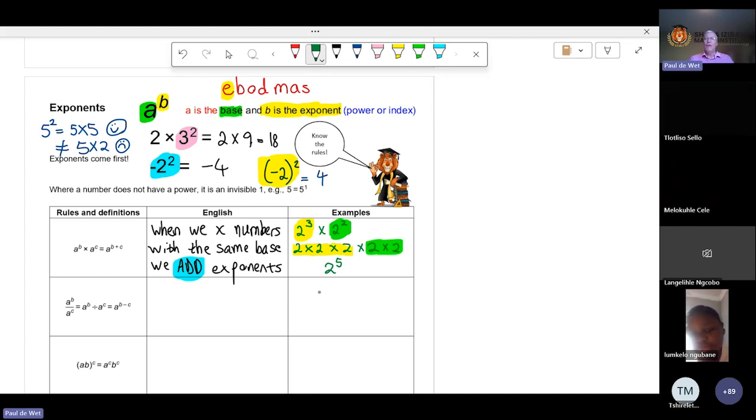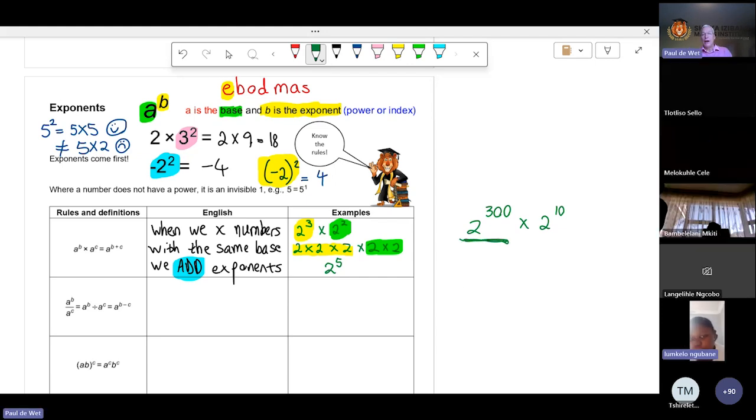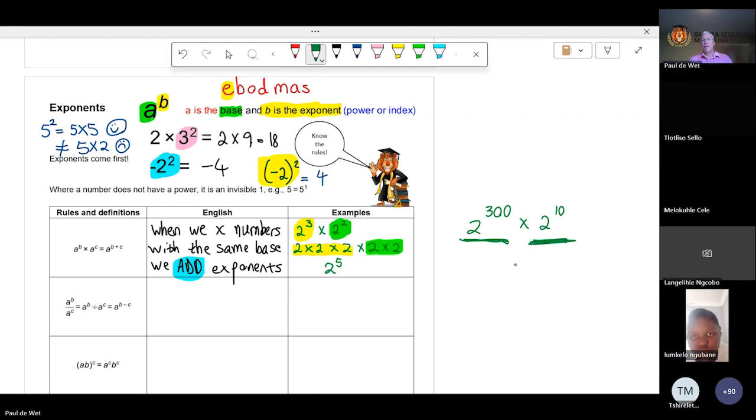So, guys, does it make sense? Of course it makes sense. You don't need to write this, but if I gave you 2 to the 300 times 2 to the 10, I'm hoping you wouldn't have to write out all these twos. How many twos are there here? 300. And over here? 10. So how many are there altogether multiplied? 310. So it makes sense that we just add the exponents.